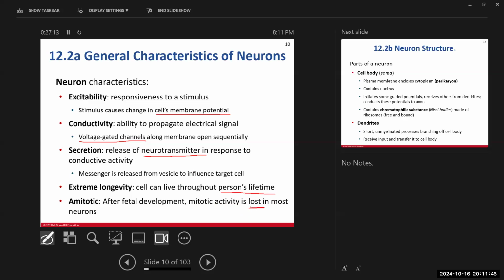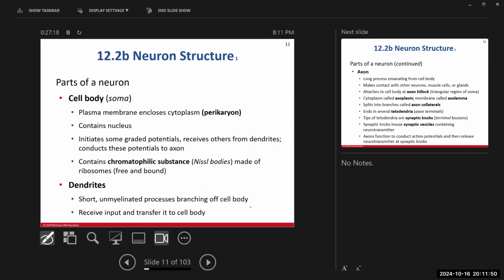There are exceptions, but I'll let you know when those are. Okay. Quickly, let's go over a quick review here for our neuron.